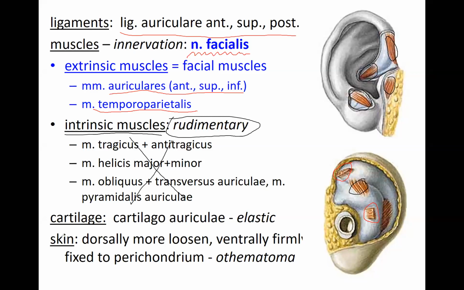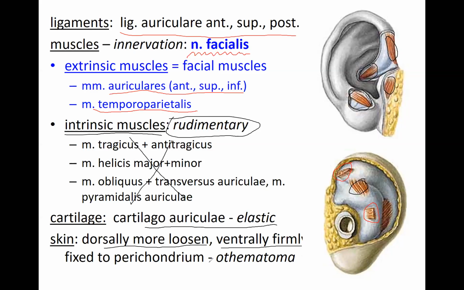As I said, the cartilage is elastic, so you can try to move your own auricle, and you can see how it gets back into the original position. And it's important that the skin is firmly attached ventrally, and dorsally it is more loosened. So you can try to make a small fold of the skin on the posterior surface of your own auricle. But you are not able to do it on the ventral surface or the lateral surface.